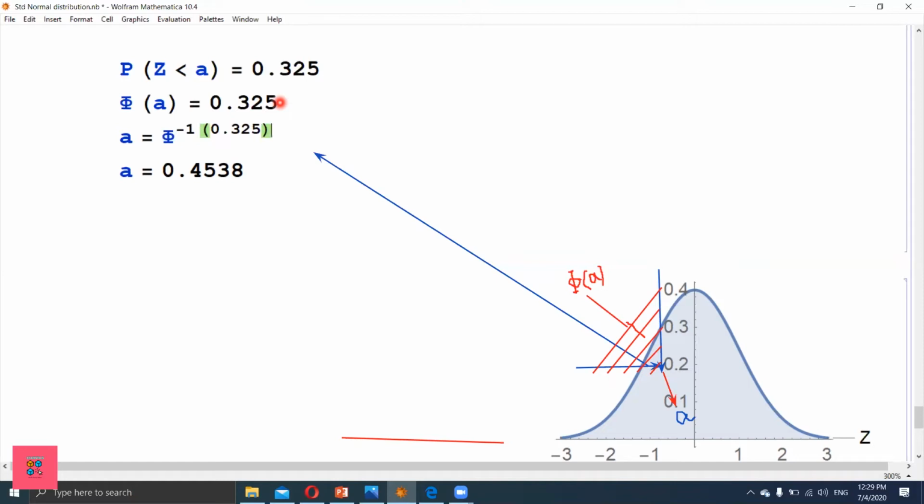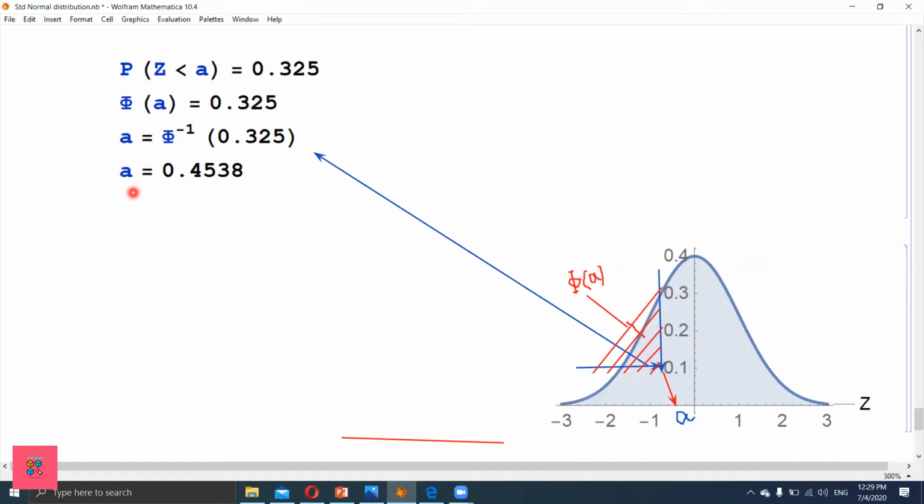So remove it and write it here: phi inverse of 0.325, and its value is equal to minus 0.4538.